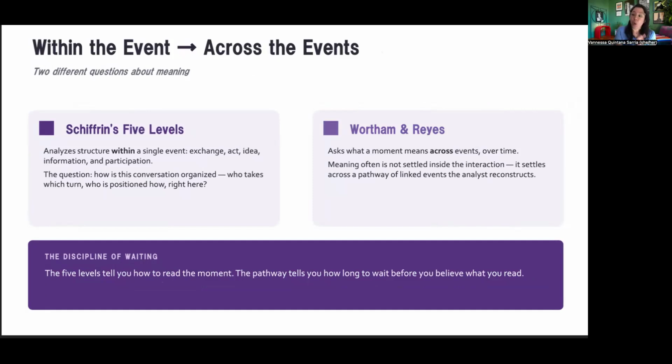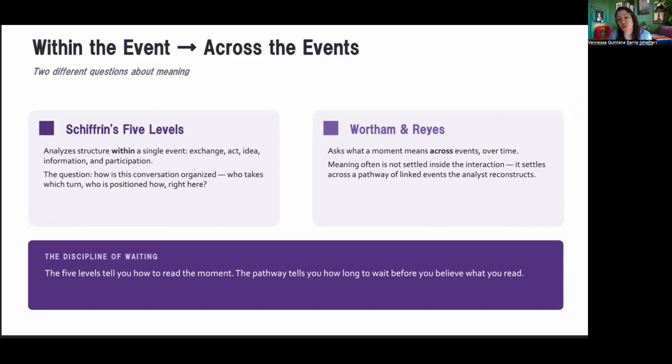They ask what a moment means across events over time. Their claim is that the meaning of an interaction is very often not settled inside that interaction at all. It settles across a pathway of linked events that the analysis has to reconstruct.